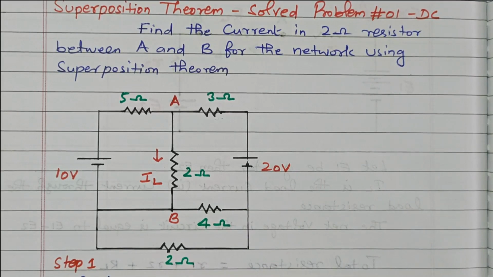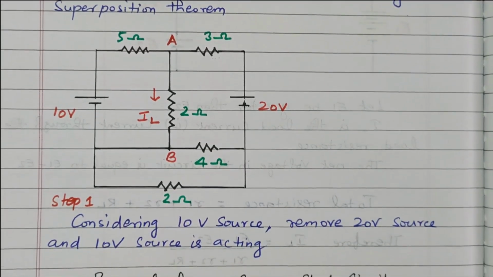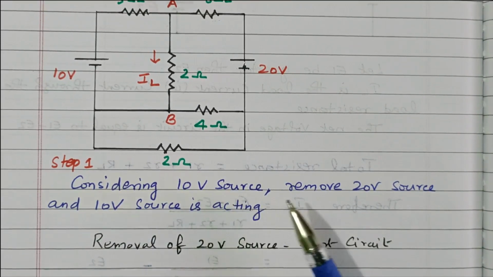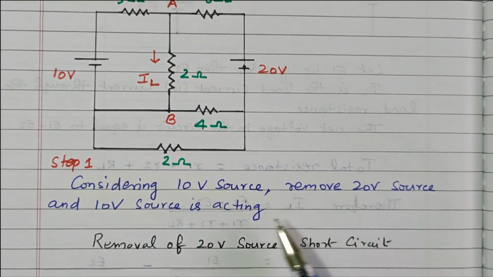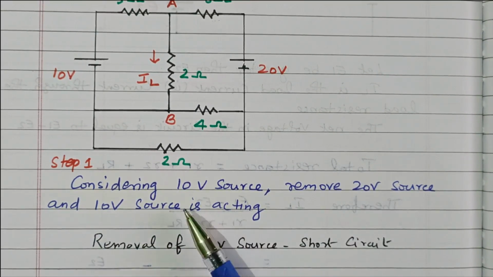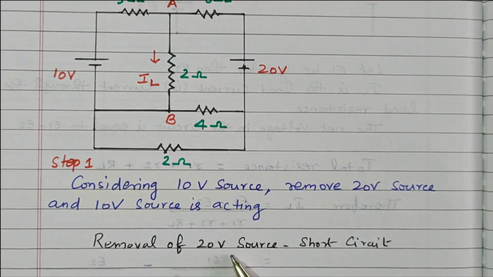Now we'll go to step 1. Step 1 is considering the 10 volt source, removing the 20 volt source, so only the 10 volt source is acting. The 20 volt source is removed. What is meant by removal of the 20 volt source is that it is short circuited. We need to short circuit the 20 volt source, then find the current.